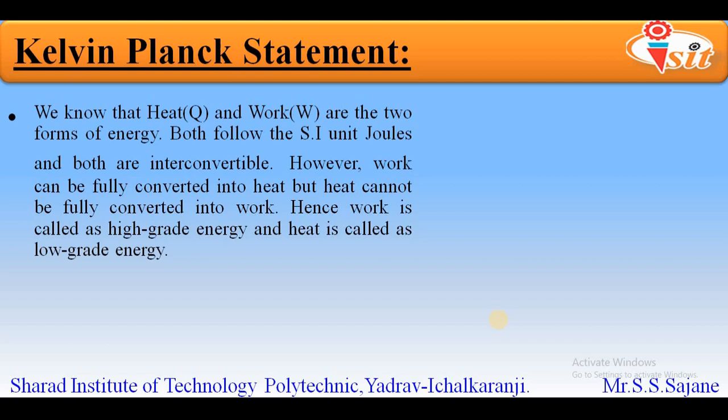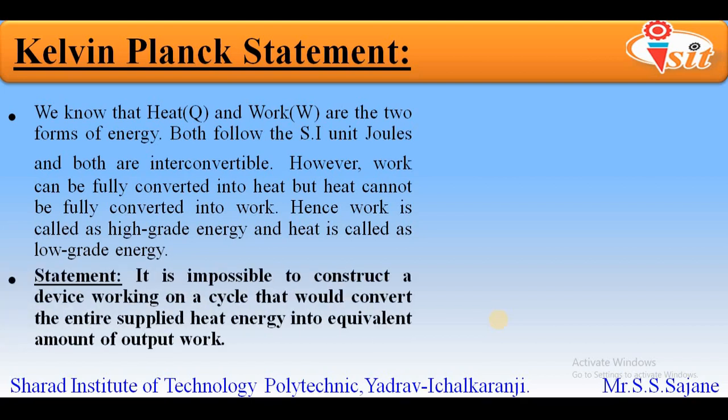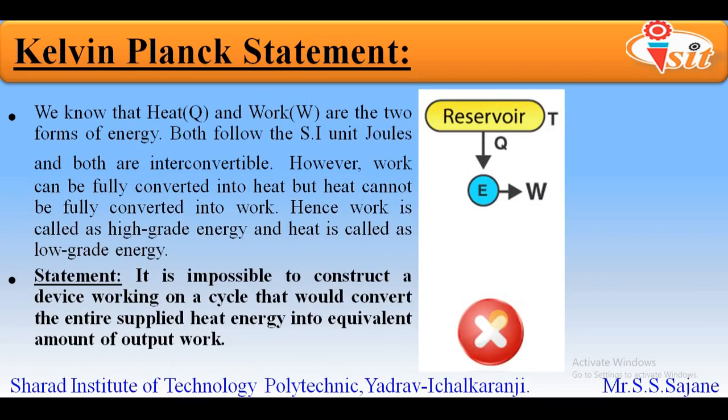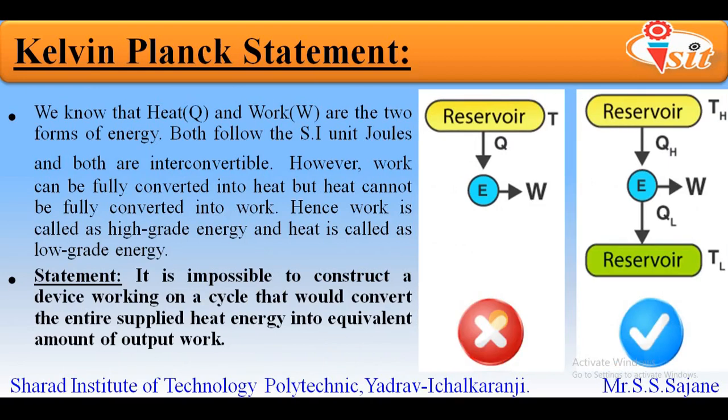So now the Kelvin-Planck statement states that it is impossible to construct a device working on a cycle that would convert the entire supplied heat energy into an equivalent amount of output work. So we can understand the statement. It simply says that it is not possible to convert the entire input heat energy into an equivalent amount of output work.